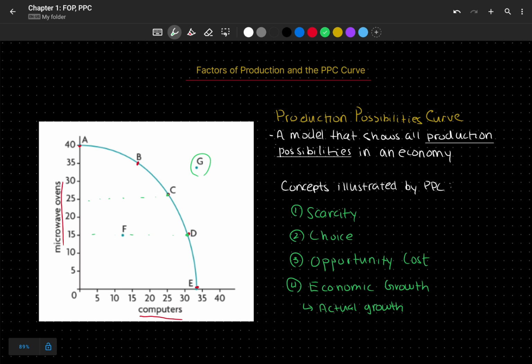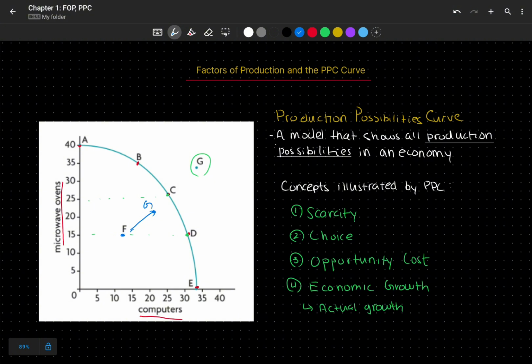So what that would look like on the PPC would be, let's say, going from current point F to maybe this point G, to the next point G. So all of a sudden we're producing more microwave ovens and more computers, and this can only happen if there's going to be a better use of our resources. There's going to be an increase in efficiency and unemployment is reduced.